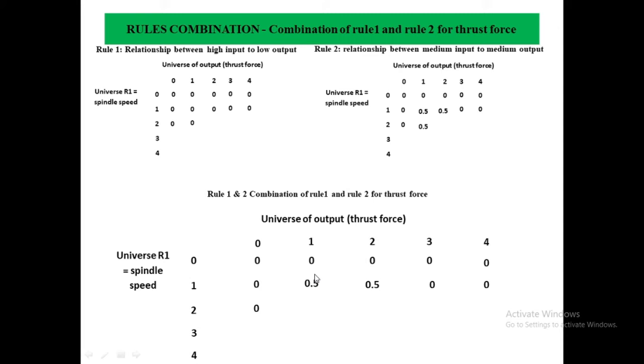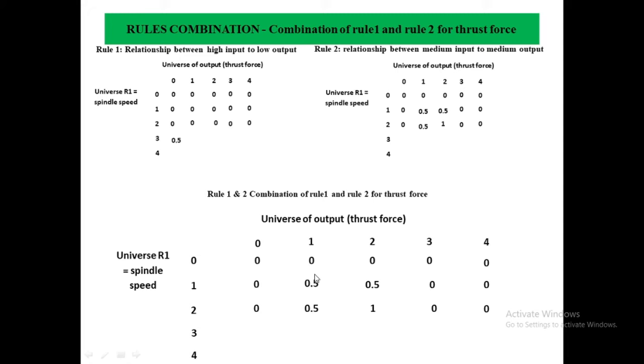What happens? 0, 0.5. So that again got 0.5. The next is 0, 1. What happens here? 0 in input table and 1 in output table. So that I got 1 in the final rules combination table. Likewise, I frame the rules combination table.